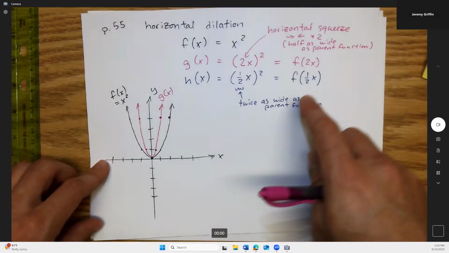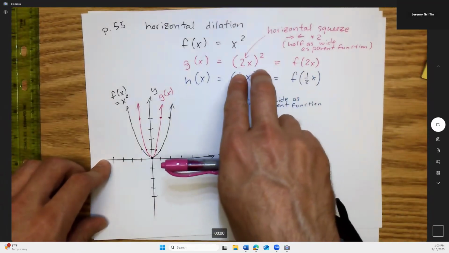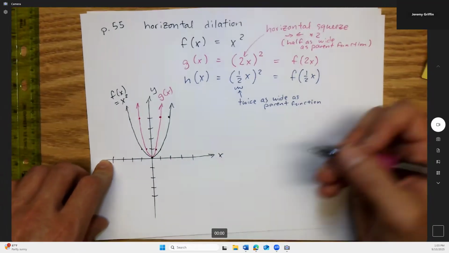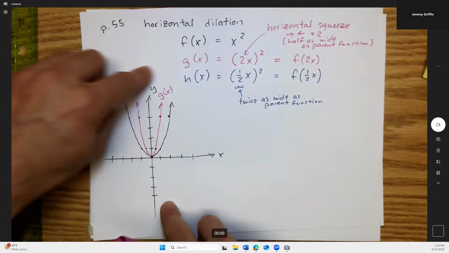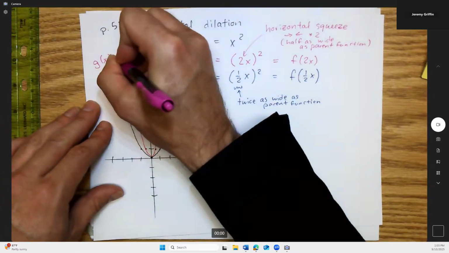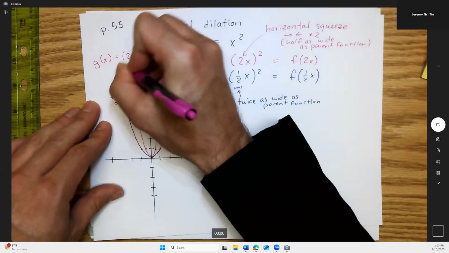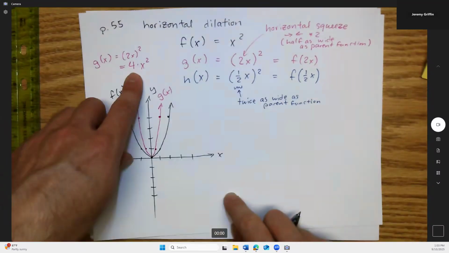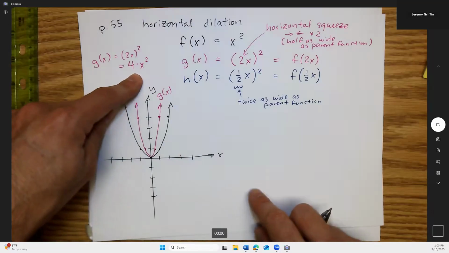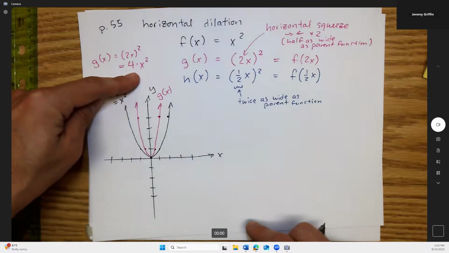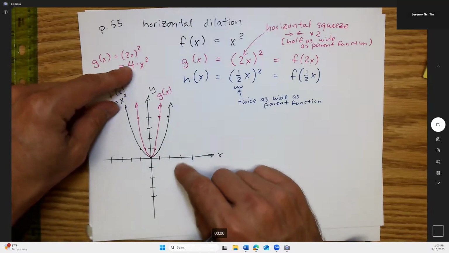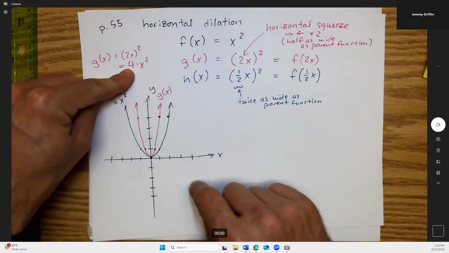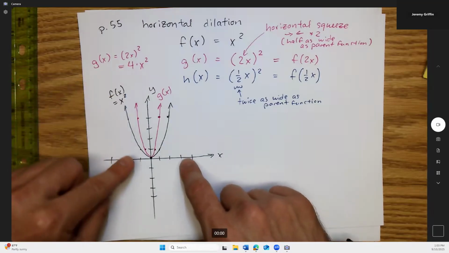Now interestingly, here's something else I want you guys to see. You could expand this out. Is this the same thing as, well, I'll write it in the space right here. Can I say g of x, which is 2x quantity squared, is the same thing as, if I square this, 4 times x squared? And actually, if you interpret it that way, you do see this is the same thing. It might be easier to interpret because couldn't this be a vertical stretch by a factor of 4?